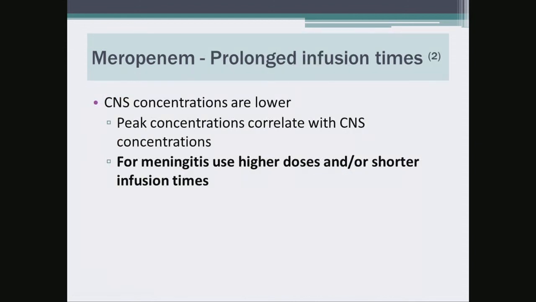Is there a downside to prolonged infusions? And the answer is yes. The central nervous system concentrations are actually lower, because the peak serum concentrations correlate with CNS concentrations. When you give the prolonged infusion, your peak concentration is less, and therefore your CNS concentration is less. Therefore, if you have a patient with meningitis, you should use the higher doses, the 40 milligram per kilogram dose, or use the shorter infusion times.